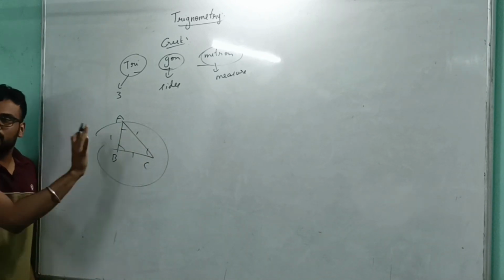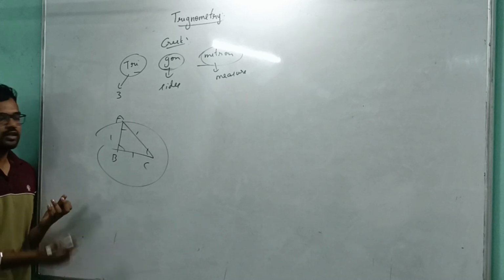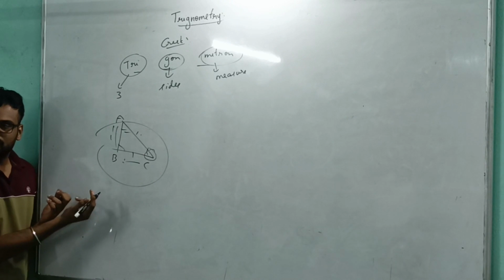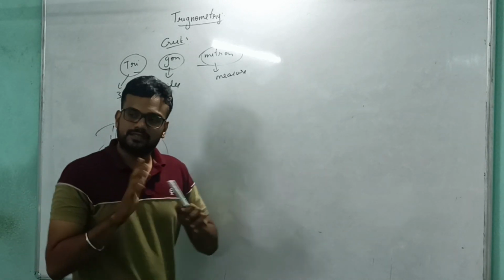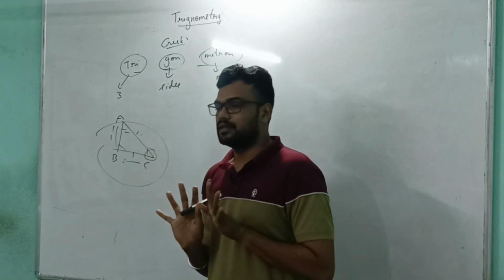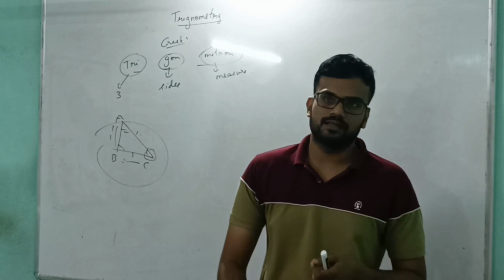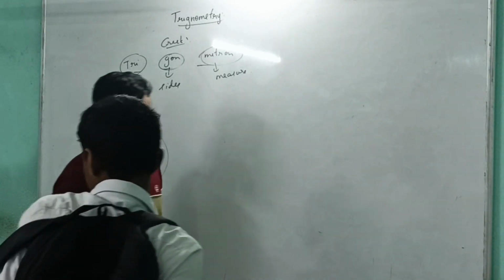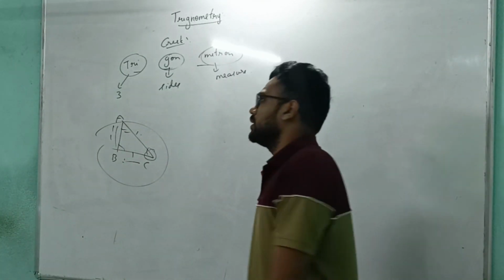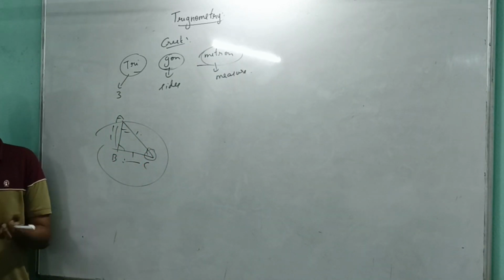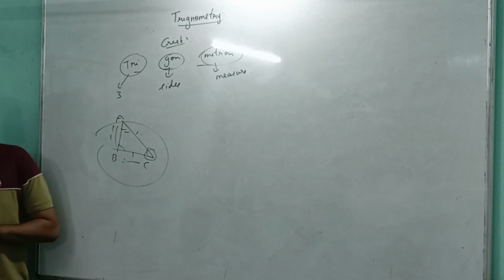So what we are doing in trigonometry is basically studying the relation. For this angle, what will be the ratio of these two sides? For this angle, what will be the ratio? So what is trigonometry actually? Trigonometry is the study of relation between the sides and the angles of a triangle. It's applicable for a triangle. So now we know what trigonometry is.